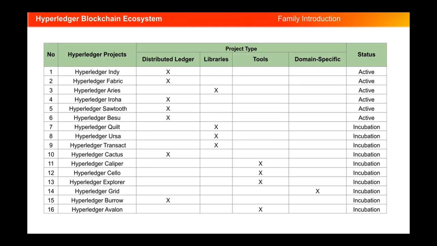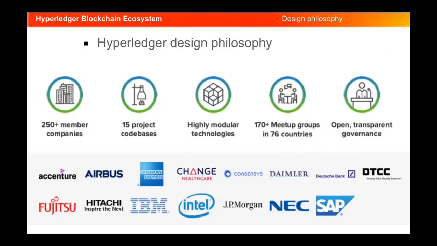In this slide, you can see the Hyperledger projects which come under the categories distributed ledger, library, tools, and domain specific, and you can also see their status, whether they are already active or still in incubation state. So, Hyperledger design philosophy. As you can see in the slide, many companies have adopted Hyperledger because of its design, meaning it is highly modular in nature and its governance is very transparent. That is the reason many companies have already adopted Hyperledger.